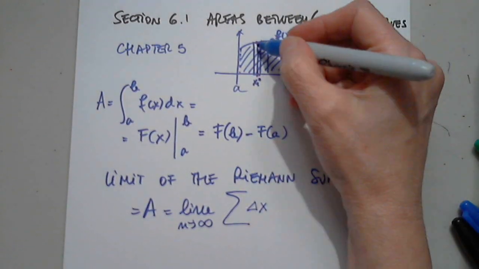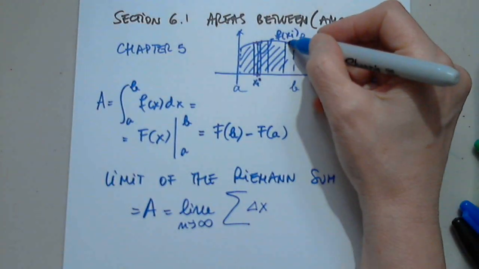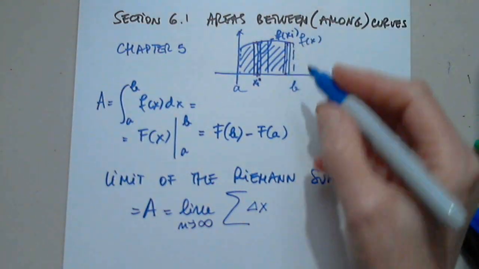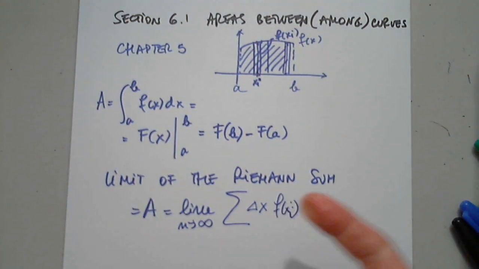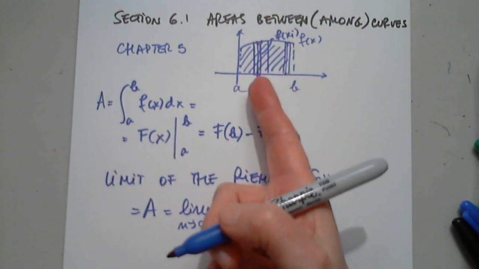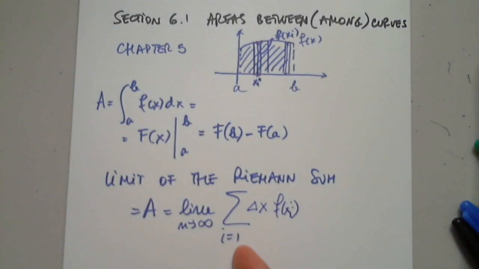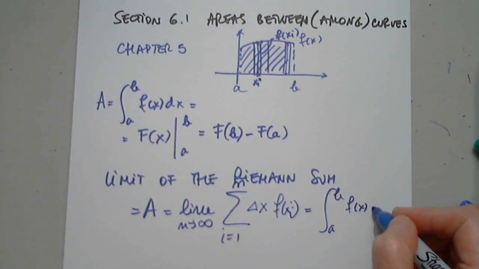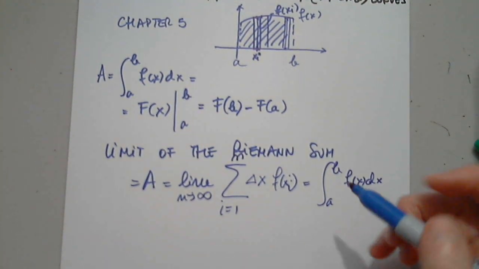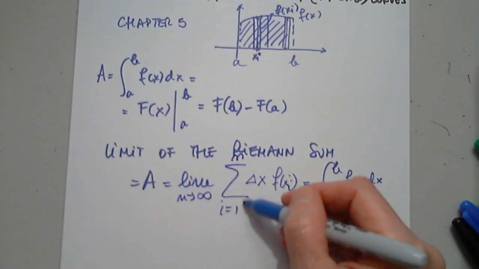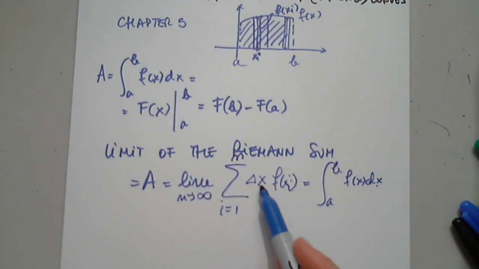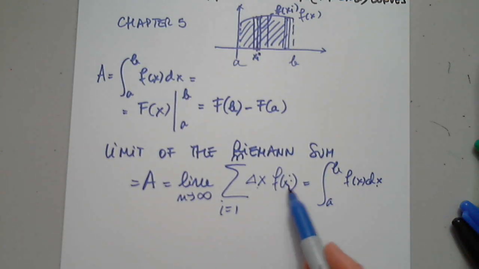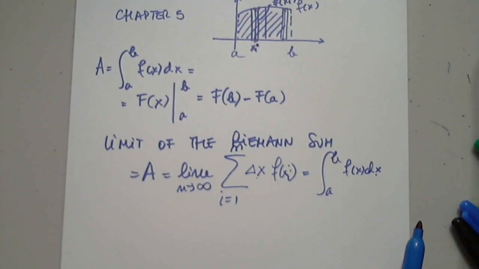So if we're at this xi, it will be this f of xi. If we are here, it will be this f of xi. So f of xi, and of course i goes from the first rectangle to the last rectangle, n, and n goes to infinity. This was exactly the same thing as the integral from a to b of f of x dx. This takes the place of the limit of the summation, delta x is dx, and f of xi is f of x. Okay, so the same idea.